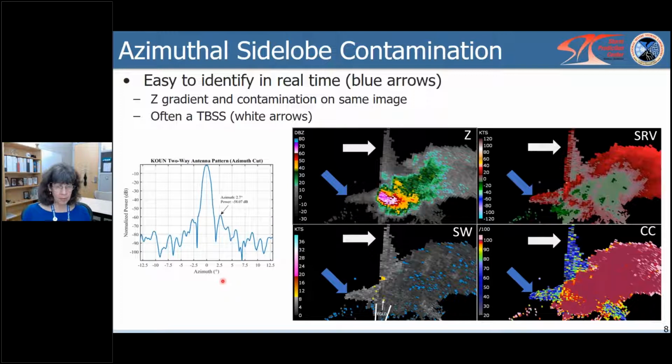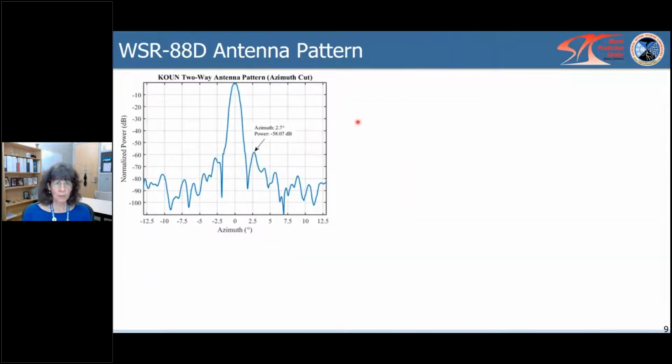And I told you we were going to talk about the main lobe versus the side lobes. In this particular case, the tip of this azimuthal contamination is about 20 degrees away from this storm core. So when the main lobe is way out here, we've got side lobes that are 20 degrees away that are still striking this core and returning power that's showing up in the clear air. That's why I want you to forget about this first side lobe business.